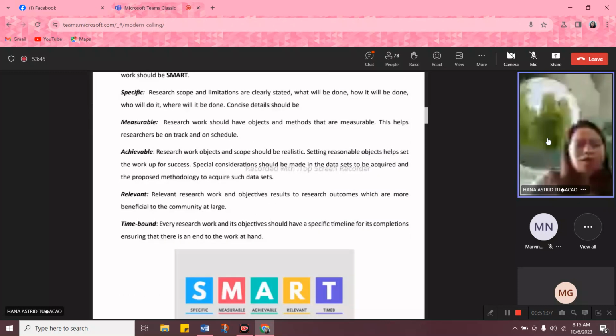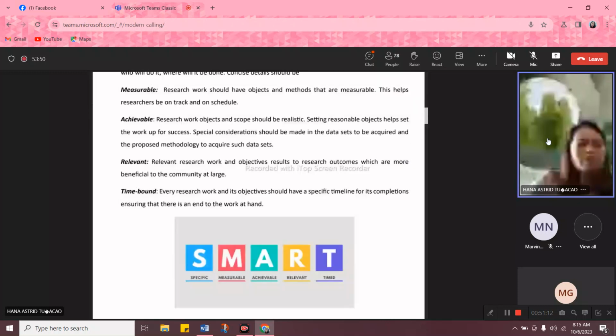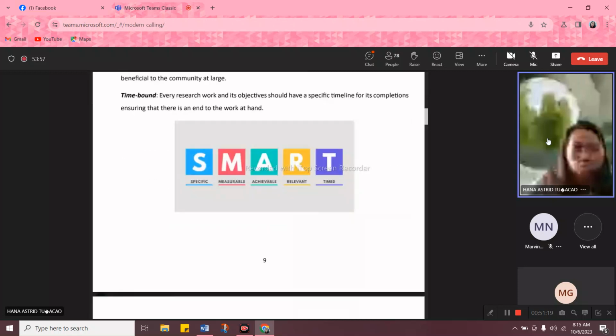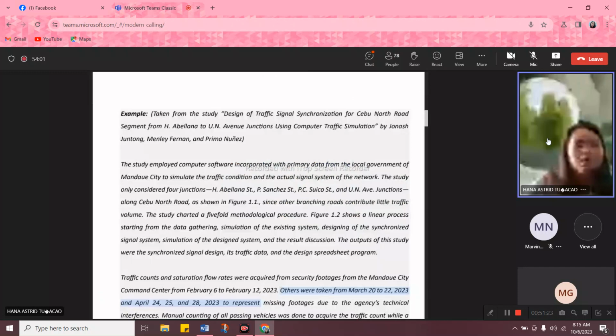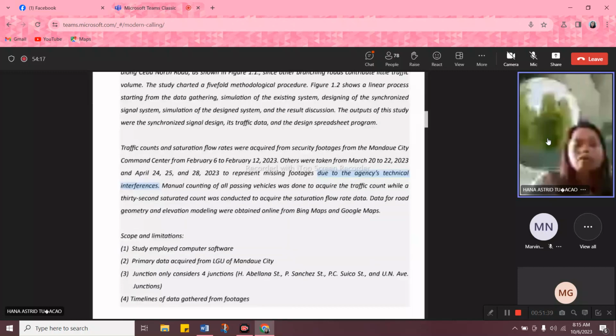Here it is specific. Aside from the location, they also made it clear on the timelines of their footage collection, due to technical differences. And they clearly stated here their scope and limitations.